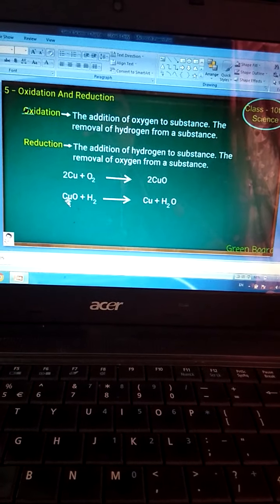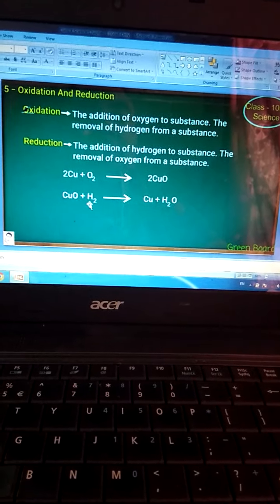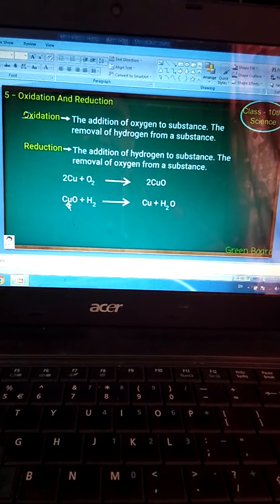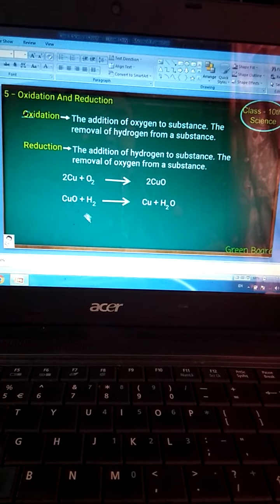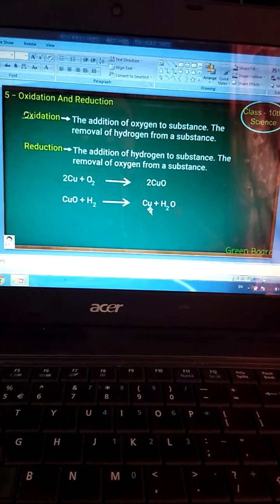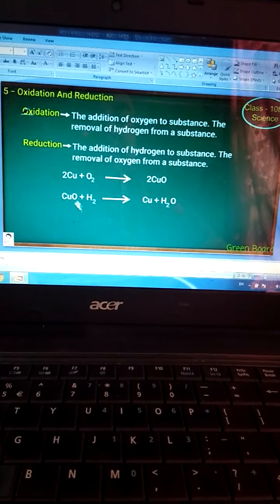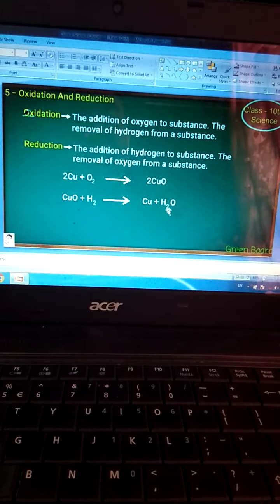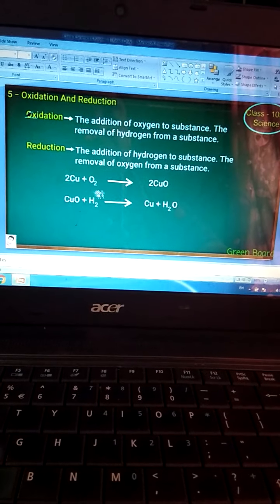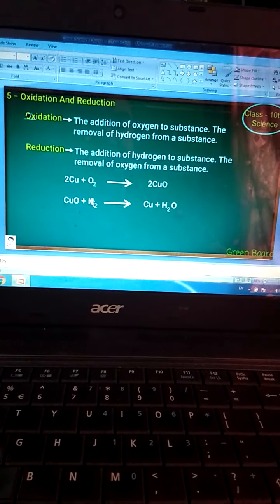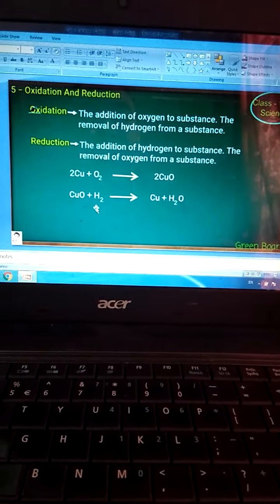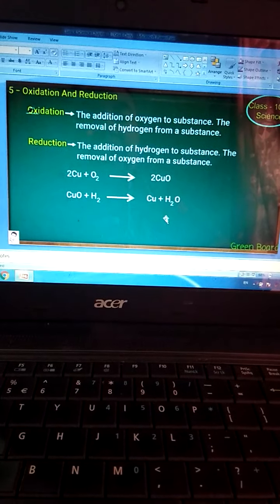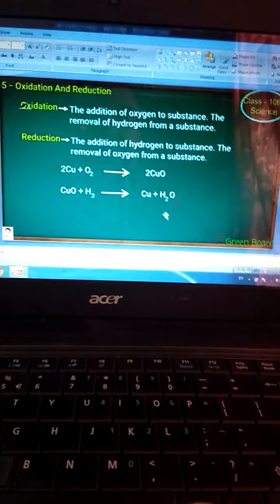Here we can see copper oxide plus hydrogen, it's giving copper plus water. Here both oxidation and reduction is occurring. Here copper oxide is reducing to copper, whereas hydrogen is oxidizing to water here. So we can see both oxidation and reduction is occurring in this reaction, and such type of reaction where both oxidation and reduction is occurring, we call it redox reaction.